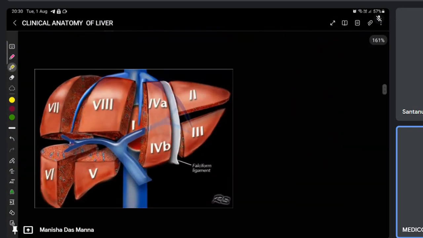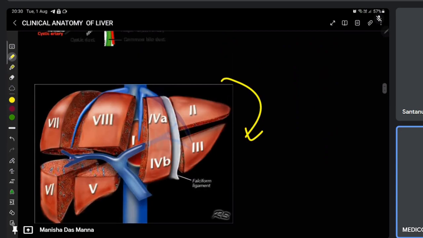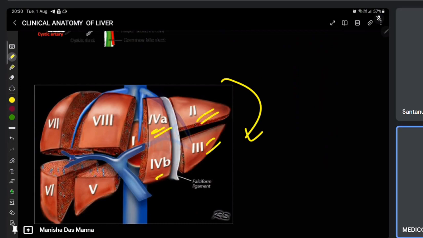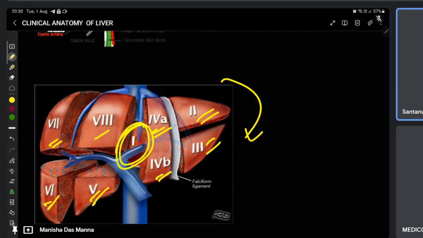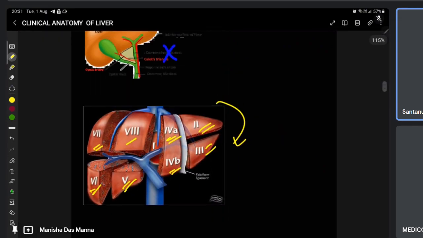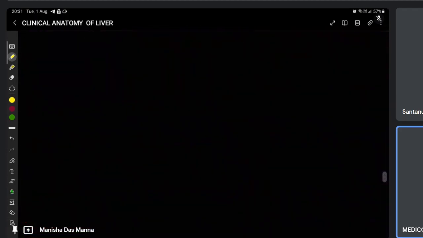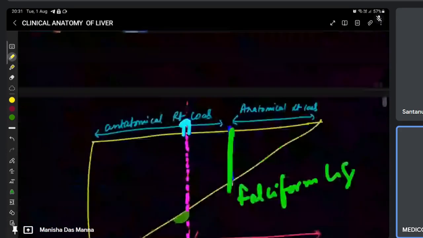Is it all clear to you? Good. You can also appreciate this diagram of coordinate segments. This is the falciform ligament, which is an anatomical ligament, and you can appreciate two, three, four, and five, six, seven, eight, and also one, which is a little bit posterior, hidden. Very good. So this is the basic introduction on liver, and I think that's all for today.